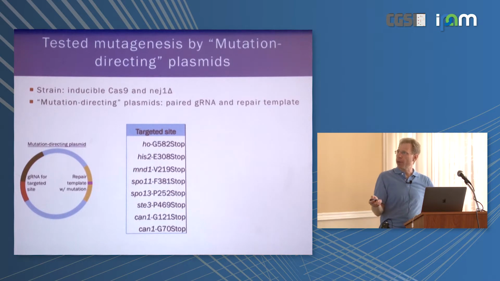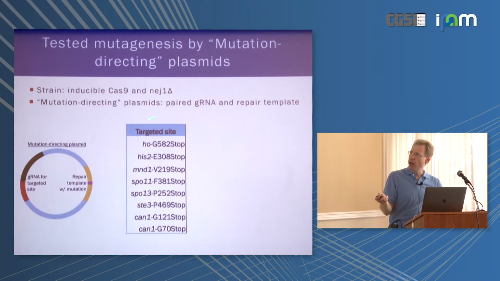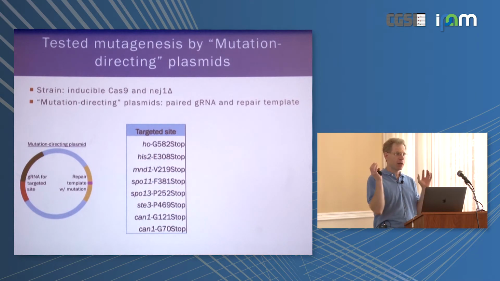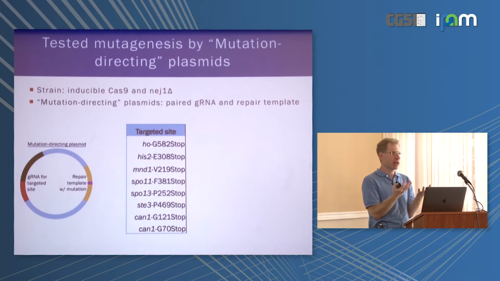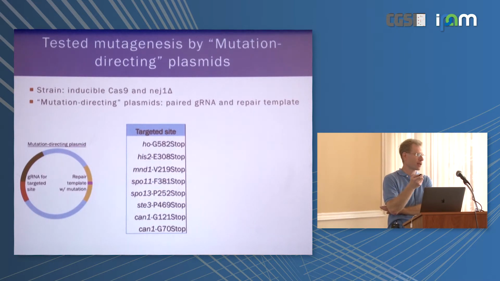So we managed to redesign the whole system to make something that we call mutation directing plasmids, where you have both the guide RNA and the corresponding repair template on the same piece of DNA. So then you make a library of these, throw them into the cells, and automatically, if you get one, you get the other one correctly. And you might ask, what's the big deal? Why is this hard? Why isn't everybody doing this already?